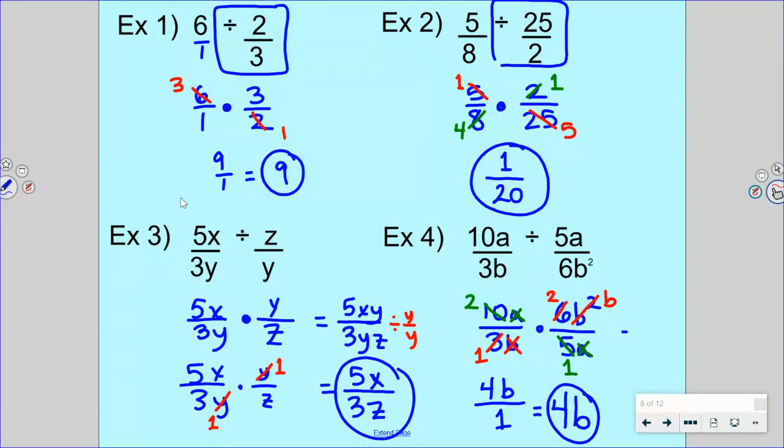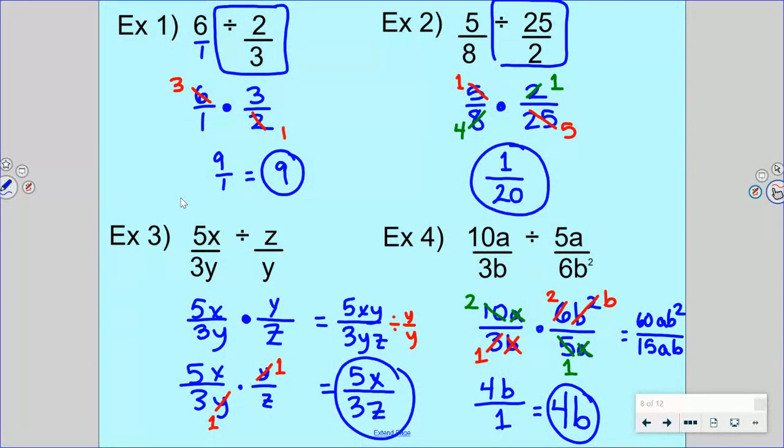Now, I kind of wish I would have done this one the long way. 10 times 6, a times b squared. In the denominator, 3 times 5, b times a. I'll go ahead and write it ab.